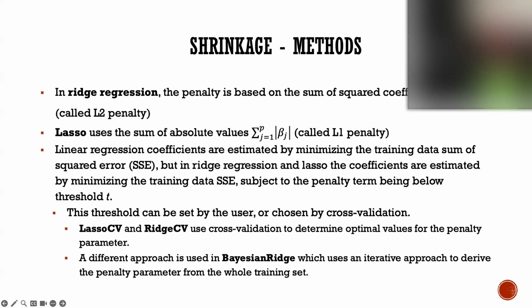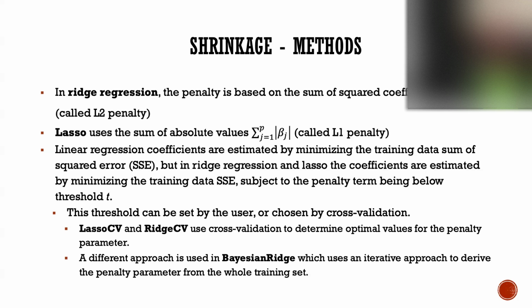We square them, and based on the sum of the squared terms, we are going to put some penalty, depending on what value it is. So it's called L2 penalty because it's a square term. Lasso uses absolute value of the coefficients. The p predictors, each of them have a coefficient. So we take the absolute value of those p betas and then sum them. And based on the absolute value, we put some penalty. So that's the basic approach that is different between the two.